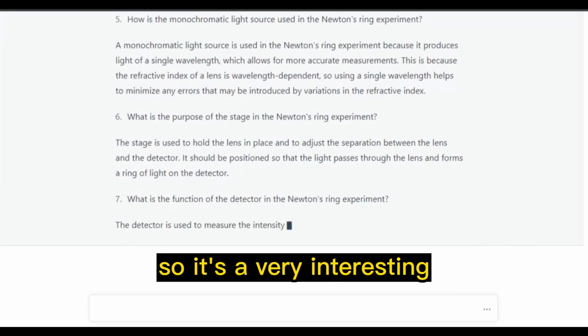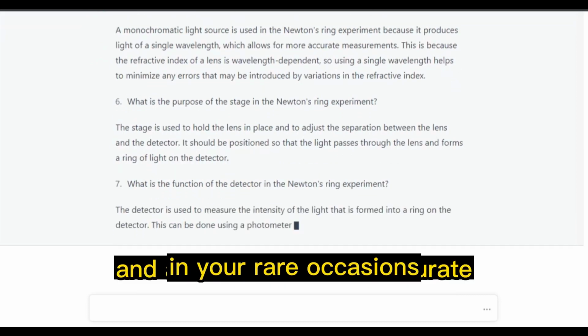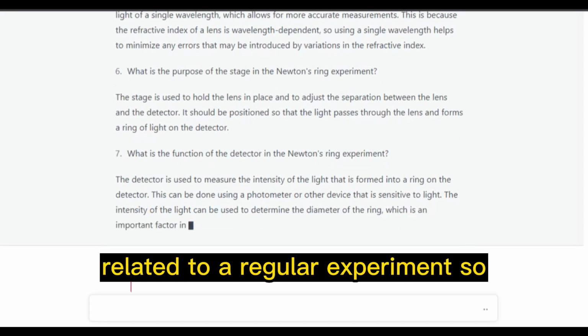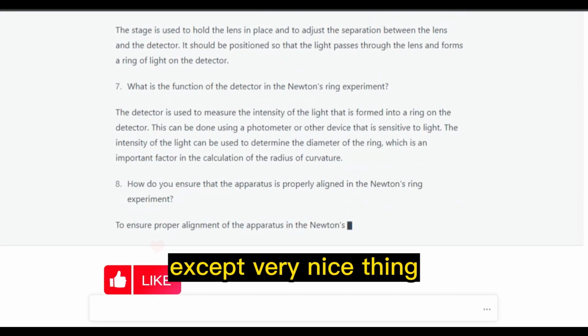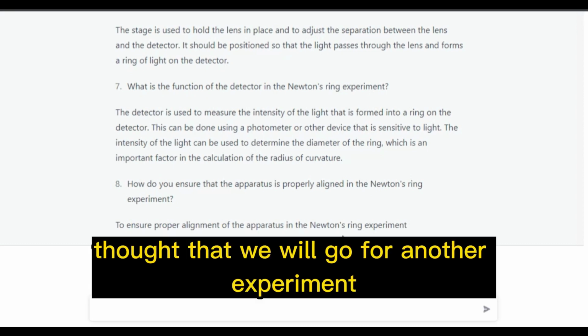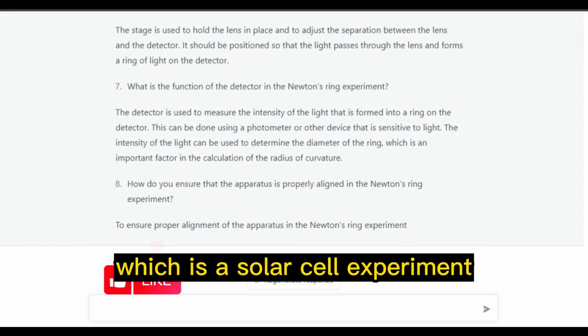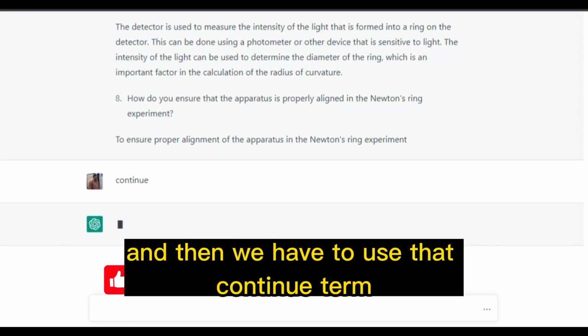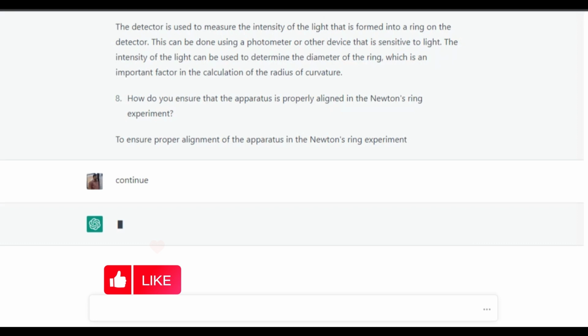It's very interesting and the answers are great. On rare occasions it gives slightly deviated answers compared to our regular ones. It's a very nice thing. Then we thought we would go for another experiment. Sometimes whenever it is providing the answers, it will get stuck and then we have to use the continue option. Then only will the questions come.